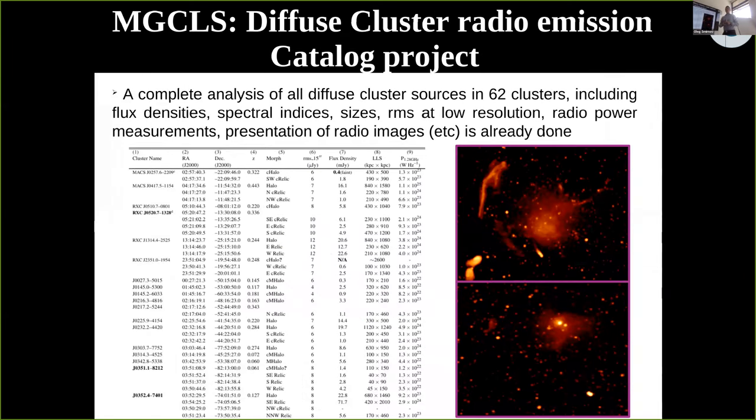So as mentioned earlier, a complete analysis of all of these diffuse cluster sources in these 62 clusters that have diffuse emission is underway, which includes flux densities, spectral indices, sizes, RMS at low resolution, radio power measurements, and of course, the presentation of the radio images.